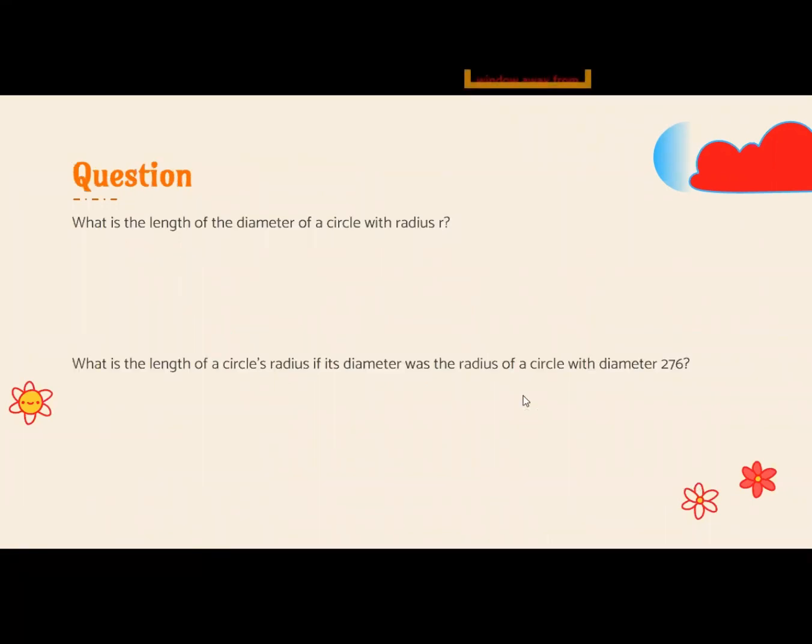Okay, so let us have a warm up, basically these questions on diameter and radius. So hint, remember that diameter, I'll write this in chat, diameter is equal to 2 times the radius.